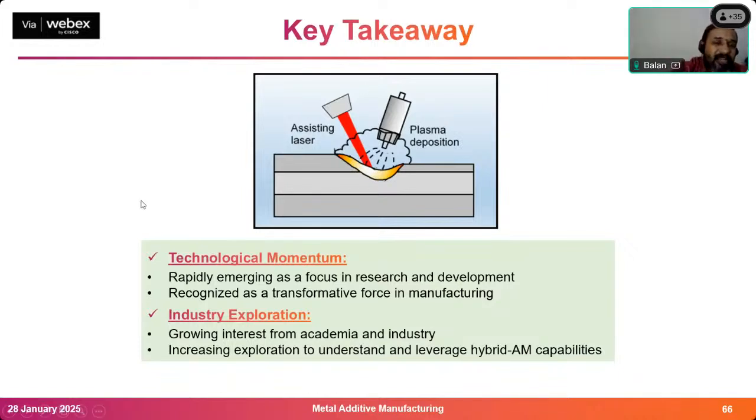So this field is emerging as a focus in research and development. It can be a transformative force in manufacturing. People like me and several others are working on it, and there is a growing interest in academia and industry. That's why we have this seminar, this faculty improvement development program, where we need more people to get involved in this research to get more advantages of this process. And there is an exploration to understand and leverage hybrid AM techniques. So the future is hybrid additive manufacturing only.